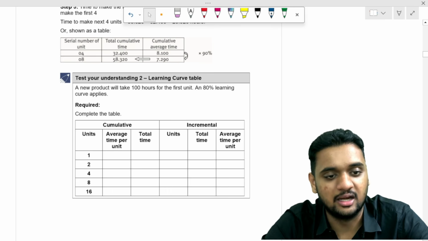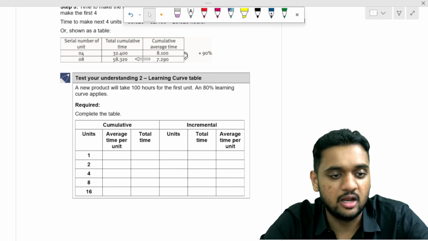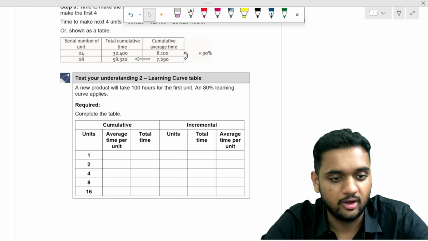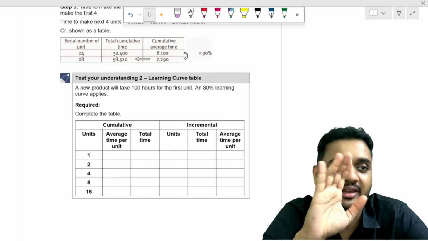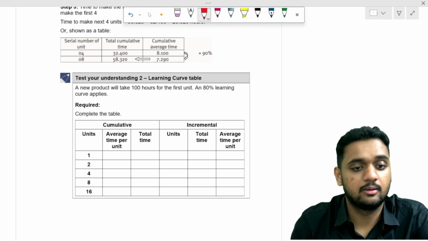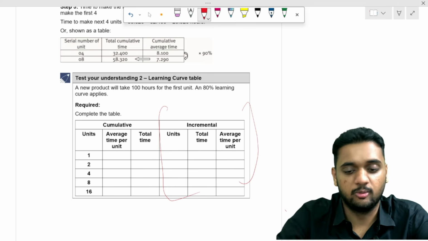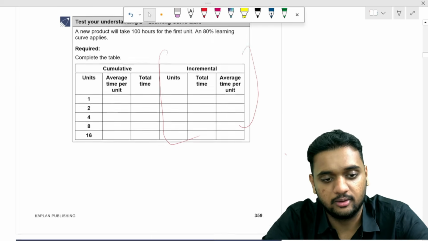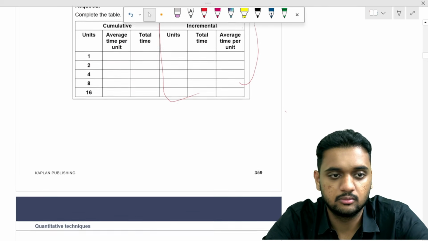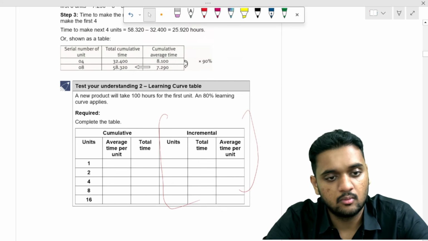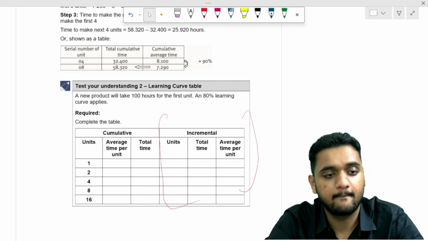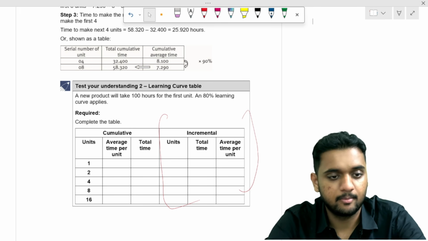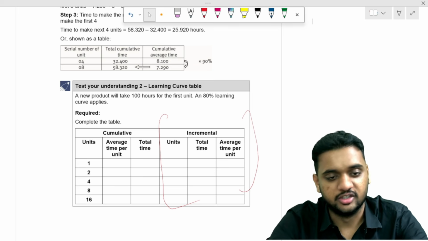A new product takes 100 hours for the first unit. 80% learning curve applies. Find out. Leave the second half of the table. Leave the incremental part. Just do the cumulative part. Try to do it.